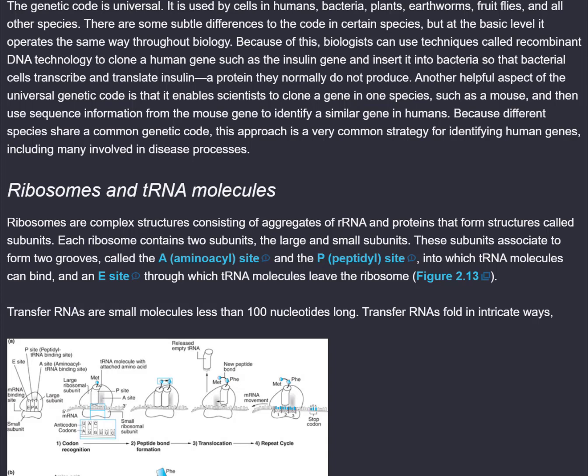normally do not produce. Another helpful aspect of the universal genetic code is that it enables scientists to clone a gene in one species, such as a mouse, and then use sequence information from the mouse gene to identify a similar gene in humans. Because different species share a common genetic code, this approach is a very common strategy for identifying human genes, including many involved in disease processes.